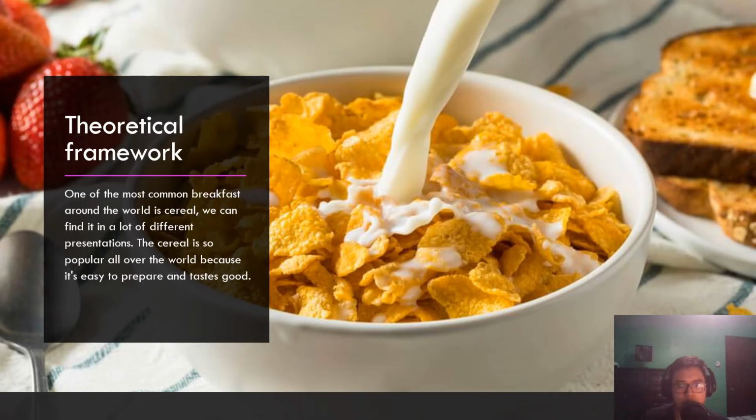One of the most common breakfasts around the world is cereal. We can find it in a lot of different presentations, and cereal is so popular all over the world because it's easy to prepare and tastes good. Cereal has been part of breakfast since 1873, so that's a long time.